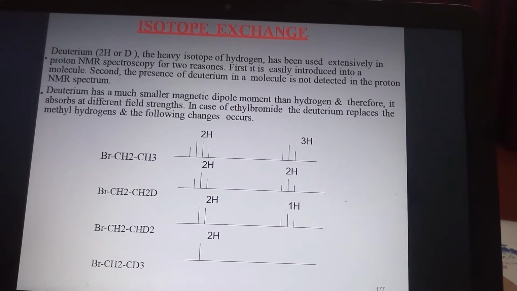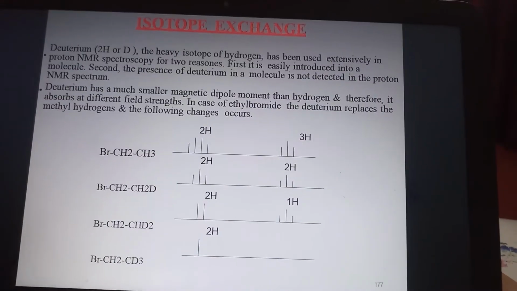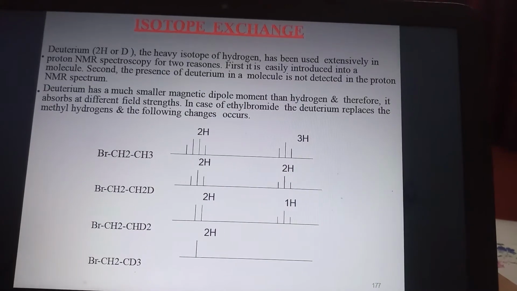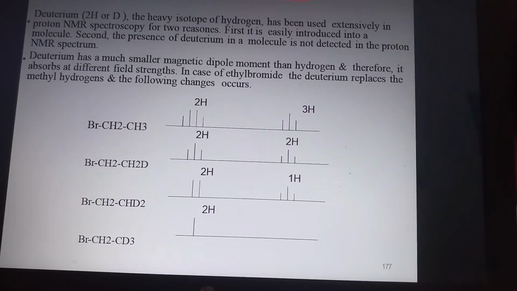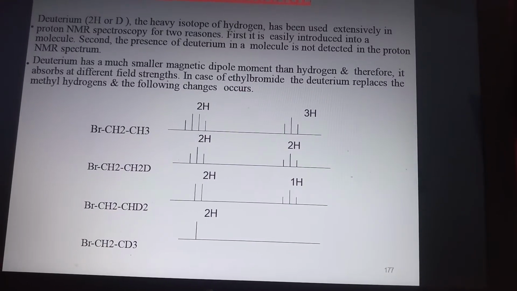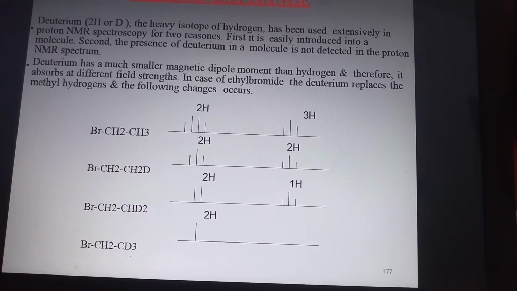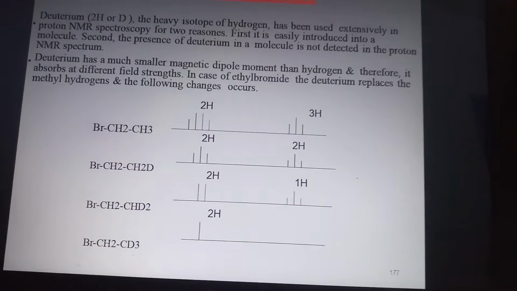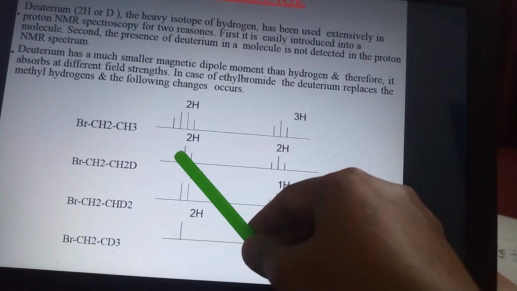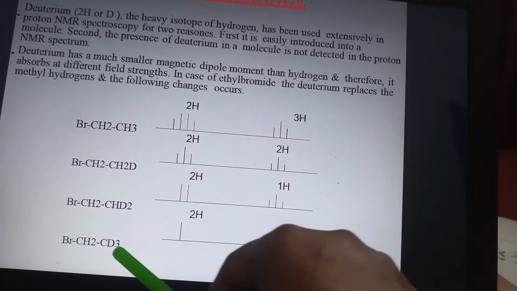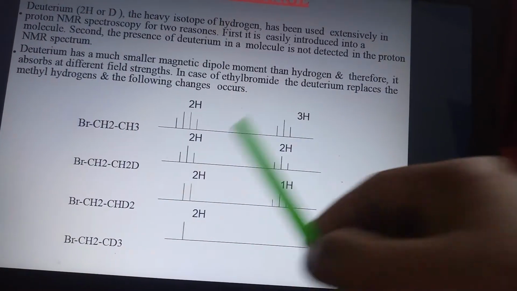In case of ethyl bromide, the deuterium replaces the methyl hydrogens, and the following changes occur. You can see, by replacing each proton by deuterium, the coupling behavior changes, and finally it comes to a singlet.